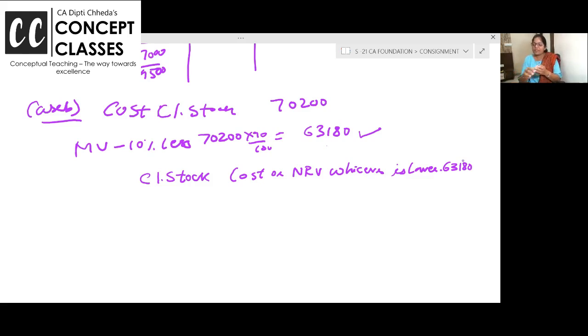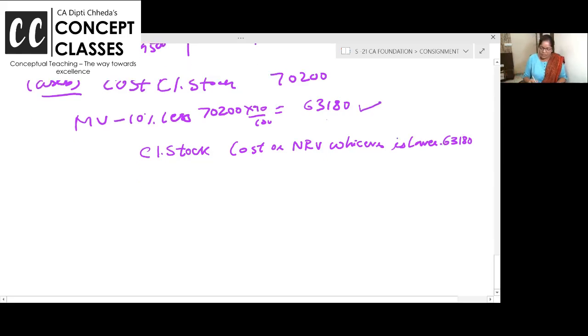Cost of the goods is 70,000, but if the market value is less, cost or NRV, whichever is lower, you use it. Case C. If owing to depression, a special trade discount of 10% is to be allowed to sell the normal stock.